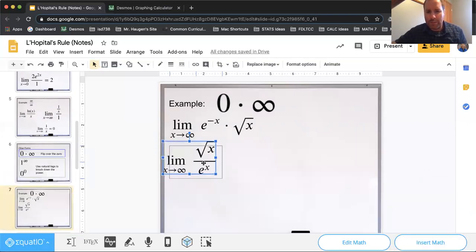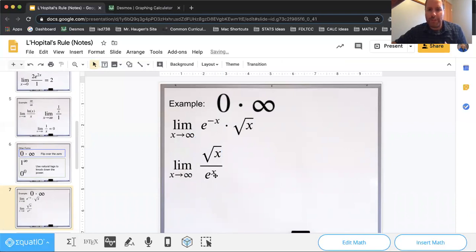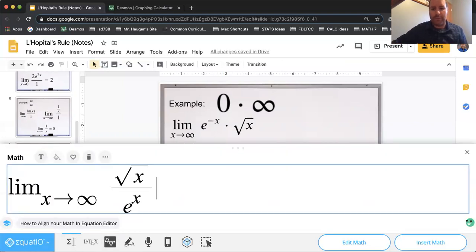Once we do that, now we can check and say, oh, we've got infinity over infinity. It's back in that form. And since I have infinity over infinity, now we can use L'Hopital's rule to figure that out. So in here, we still have x approaching the same thing, right? That does not change. But now we have our fraction in here.